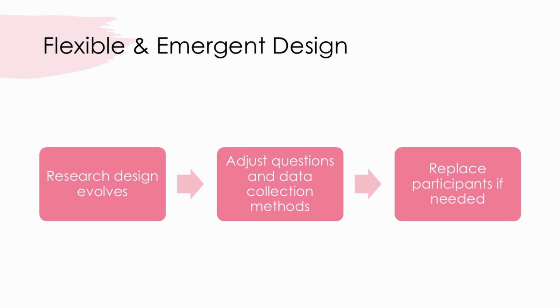Flexible and emergent design. One of the strengths of qualitative research is its emergent design. This means the research process is flexible and can adapt to new findings. As researchers collect data, they may realize that some of their initial questions need to change, or that certain participants may no longer fit the criteria. They might even discover new sources of data that they hadn't considered earlier. This fluid approach allows the research to remain responsive and relevant as it unfolds.